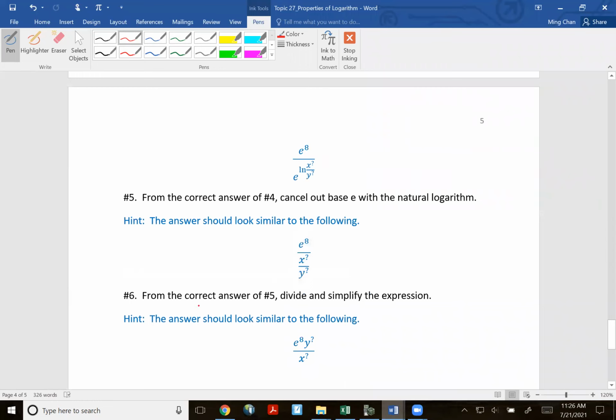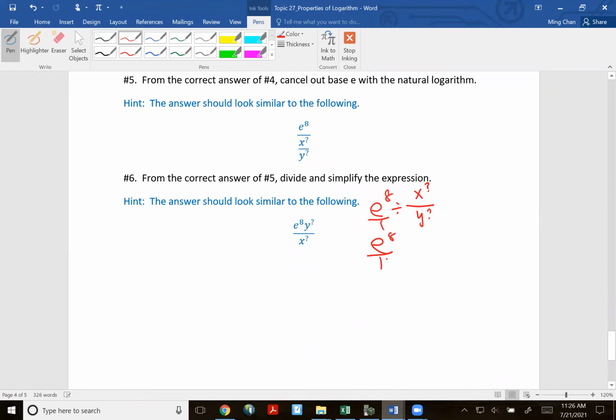So step number 6, I want you to take e to the 8 and divide it by your x, whatever that is, over y, whatever it is. Because division of a fraction means times the reciprocal. That's the reason why the hint is telling you that this final answer is going to end up to be e to the 8 over 1 times the reciprocal, that will make the y go to the top, x come down to the bottom. Okay, so now if you multiply them, you end up with the final answer.